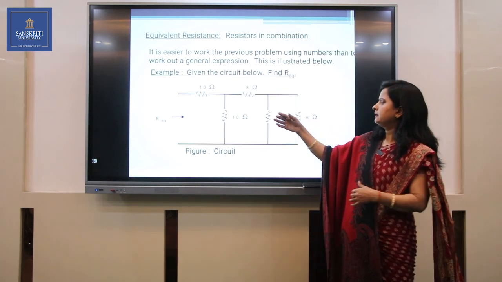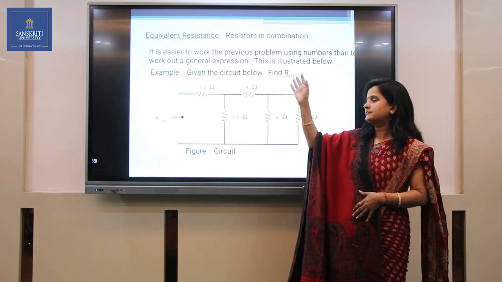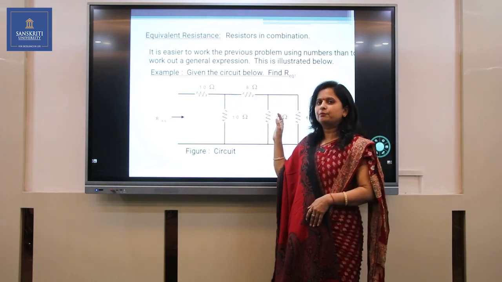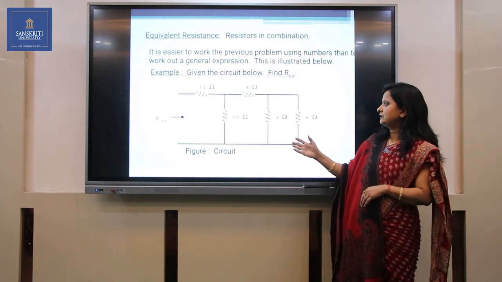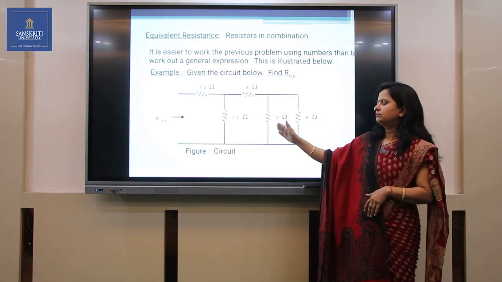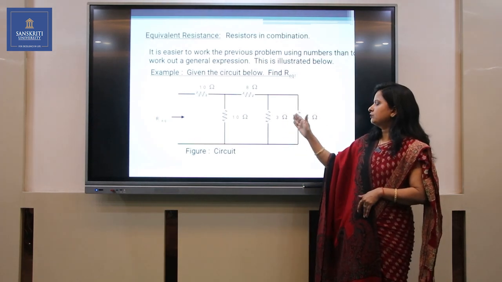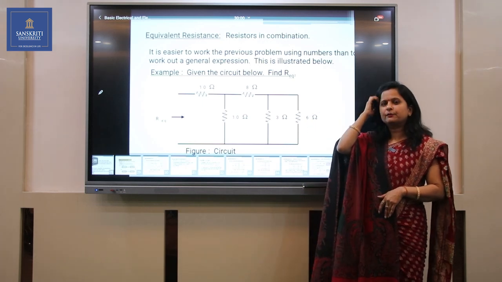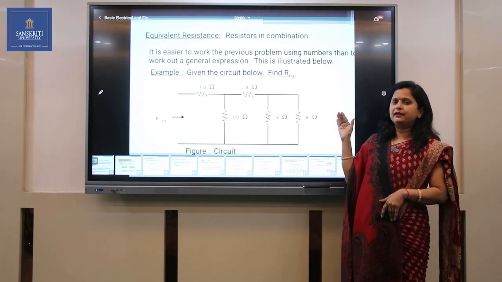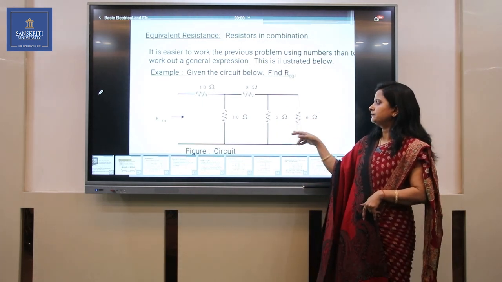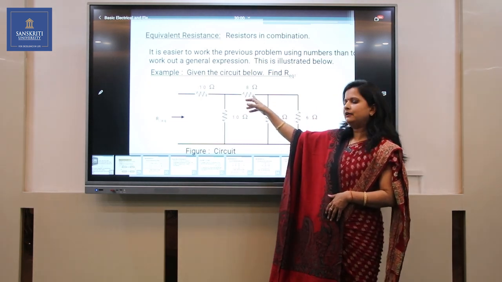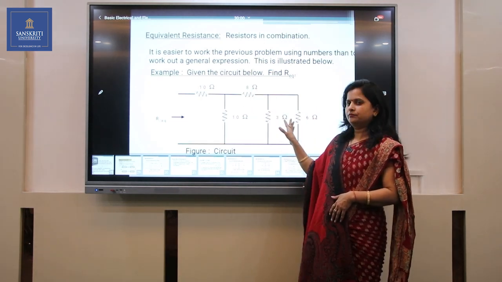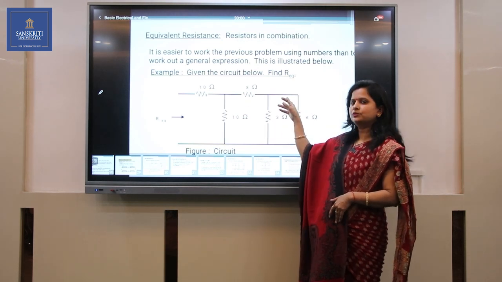See over here, there are 5 resistances connected in series parallel combination. What will be the equivalent resistance of this circuit? 6 ohm and 3 ohm are connected in parallel. So their parallel combination will be 6 into 3 upon 6 plus 3, right? So 18 upon 9, 2 ohm. Then that 2 ohm will be connected in series with 8 ohm, so this combination will have 8 plus 2, 10 ohm.